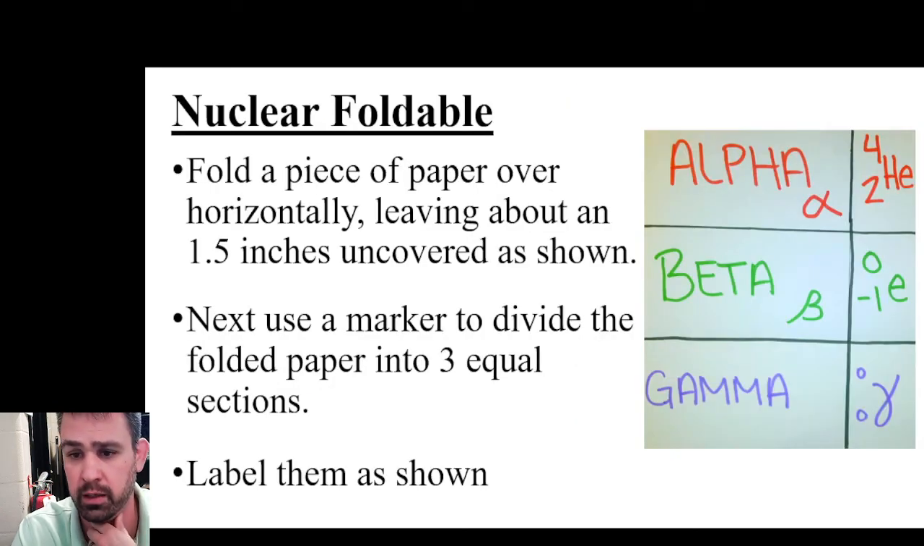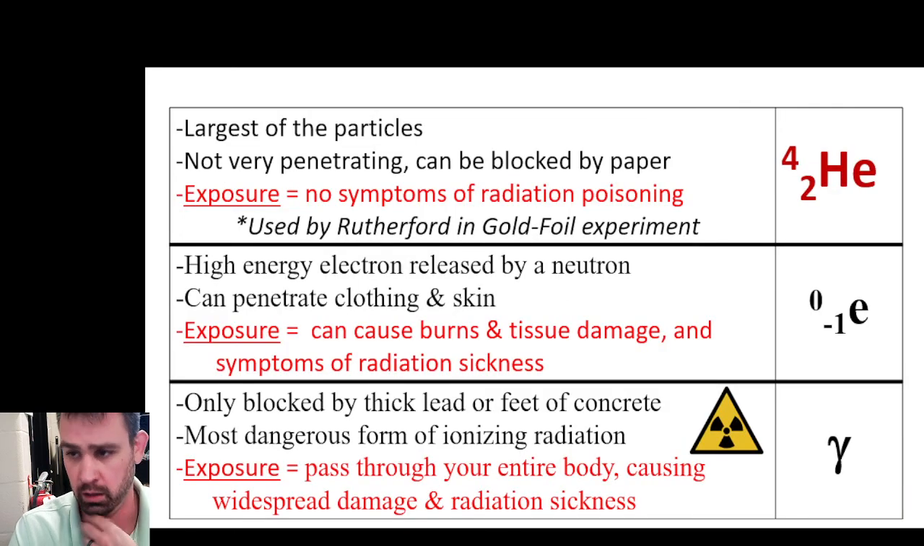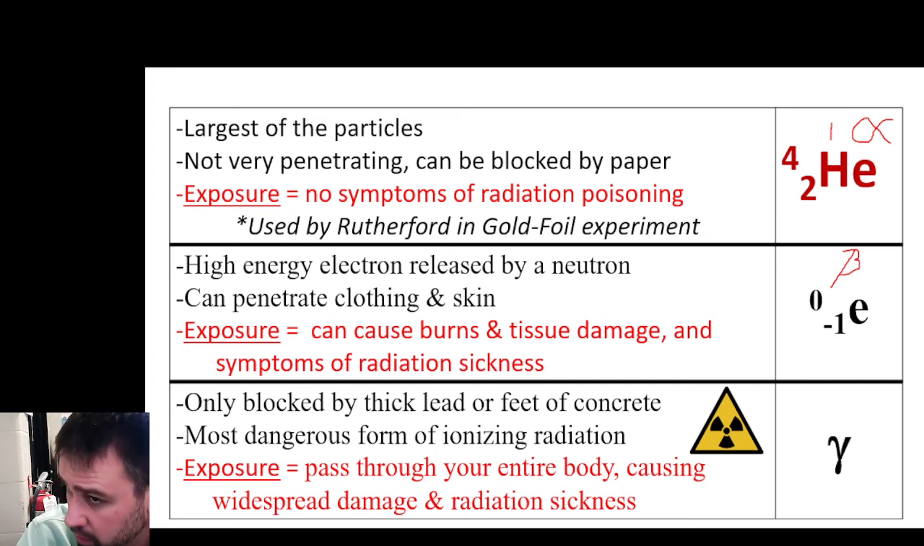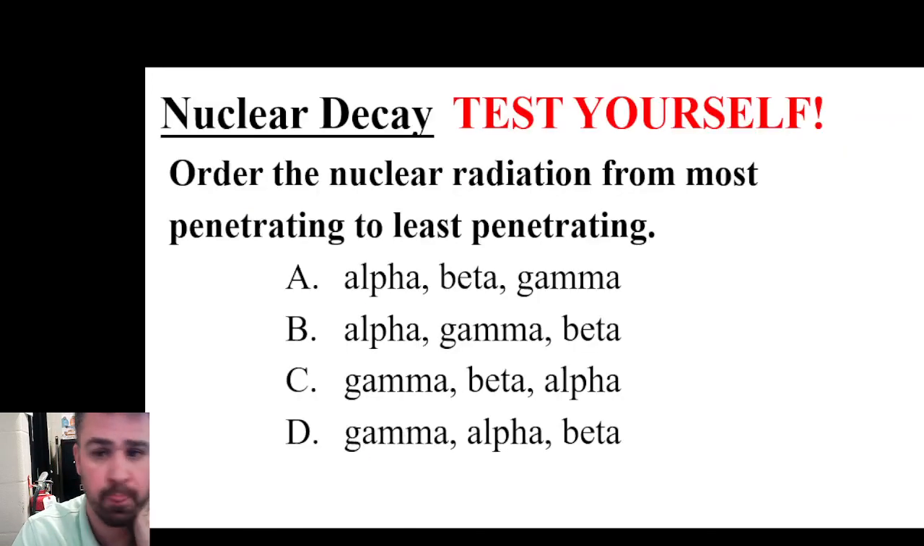So here's a foldable that we could have done in class. You can make it at home if you feel like you need to. Here are the symbols you need, and the rest of the foldable has some notes you can put down. Once again, this is alpha, this is beta, and this is your gamma. For beta, this is the neutron turning into a proton, and for alpha, this is where you have a helium isotope given off.